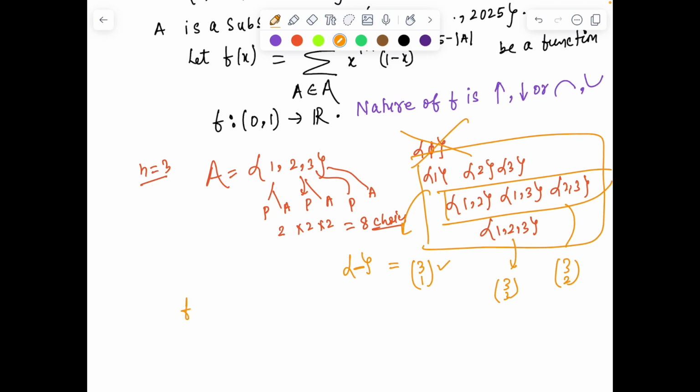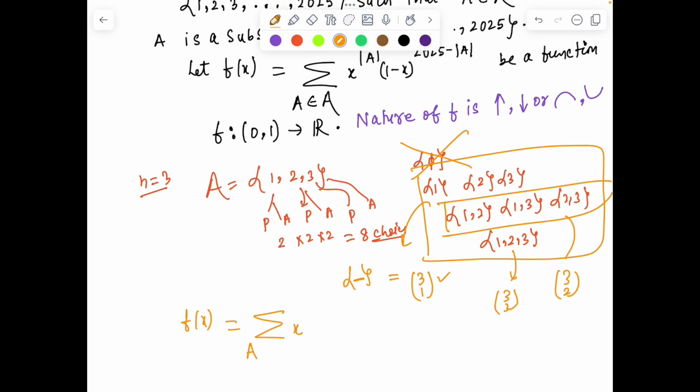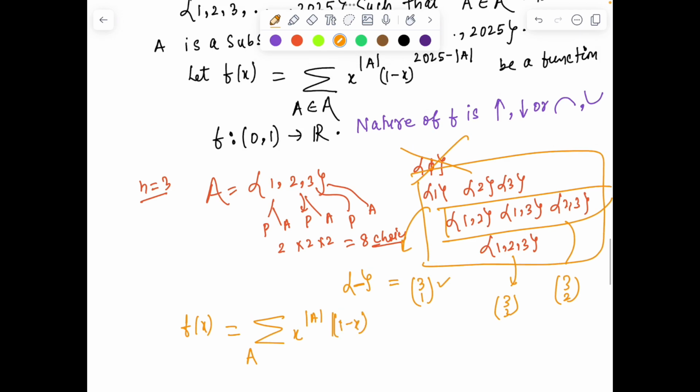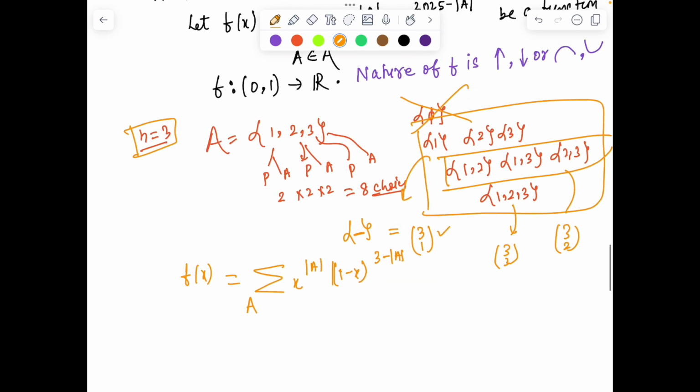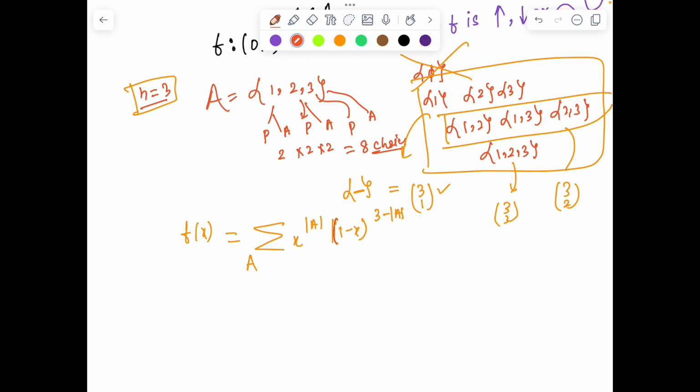Let's now look at the question. According to this question, what should f of x be? It's the sum over all subsets of x to the power cardinality of set A into (1 minus x) to the power of 3 minus cardinality of set A, instead of 2025, because right now I have taken n equal to 3 to play with this problem. Now in this case I have to scan through all the subsets. So when the cardinality is 1, we'll have x into (1 minus x) to the power 3 minus 1, which is 2.